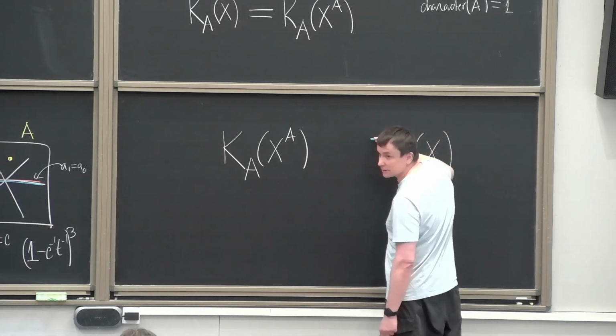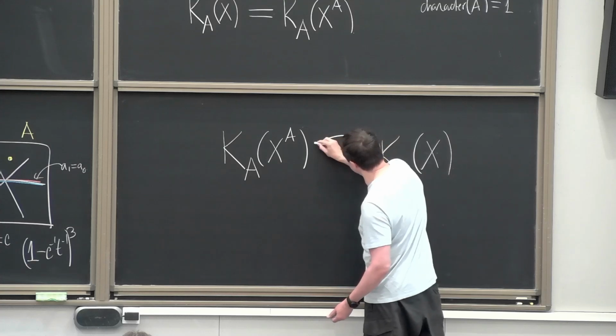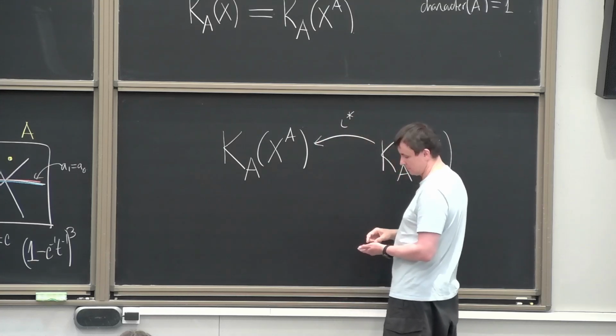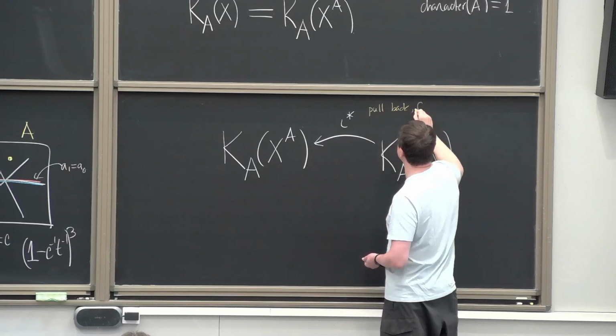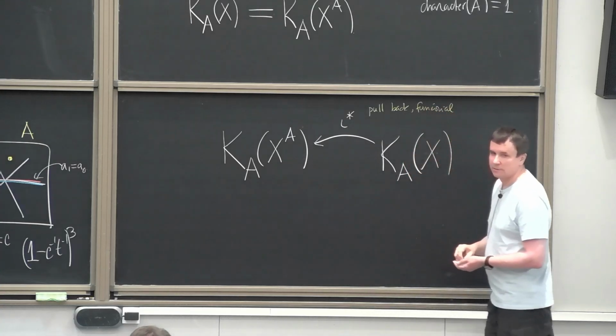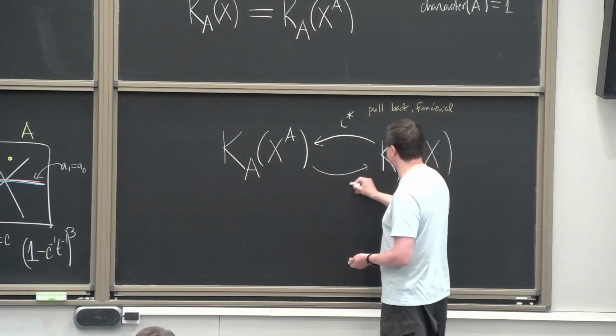So there's an inclusion, and there's a functorial map this way, which is the pullback. And we've constructed the map the other way, the push forward.